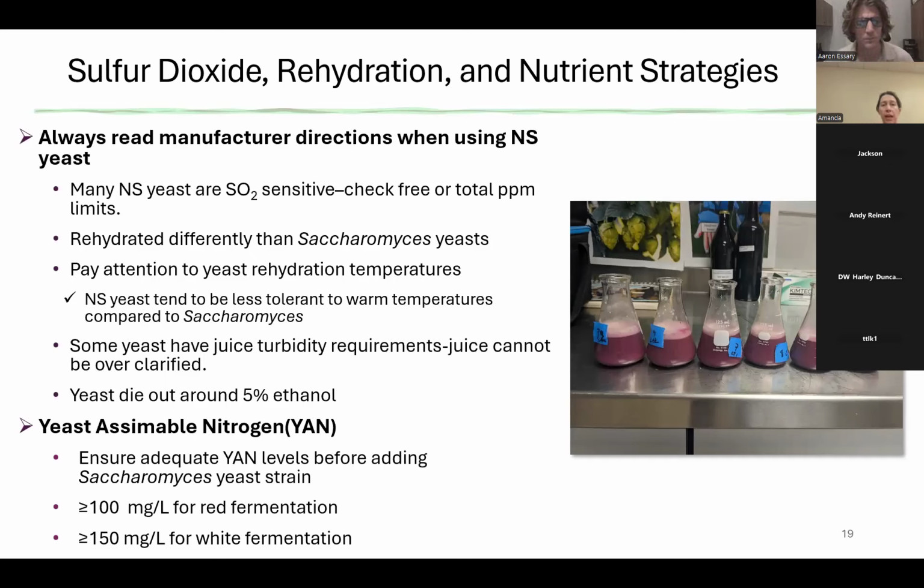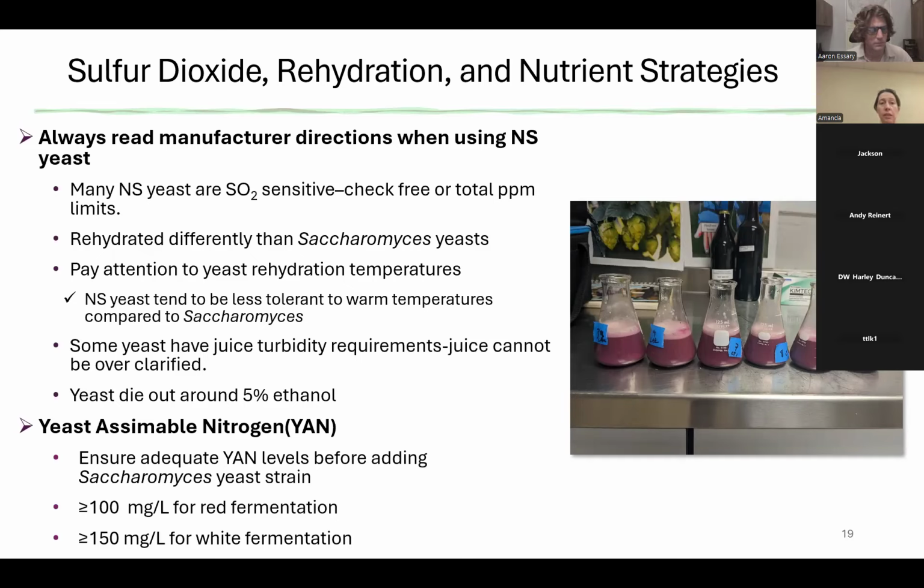So going off of that, I just wanted to mention some of the important sulfur dioxide, rehydration, and nutrient strategies if you do decide to use non-Saccharomyces in your fermentations. You always want to read the manufacturer's directions, the tech sheets, when using these non-Sac yeast. The tech sheets are very, very helpful. And if you are confused, then you can call your rep and they will walk you through it. Or you can ask Aaron, or you can shoot an email to me.